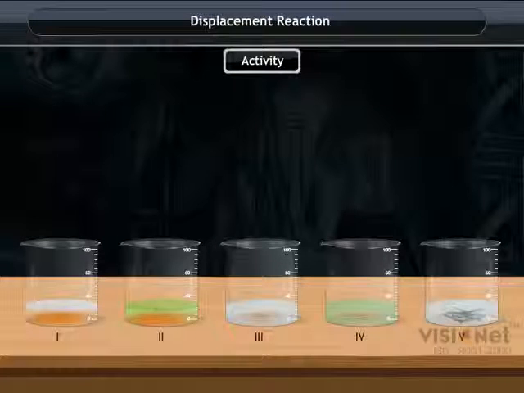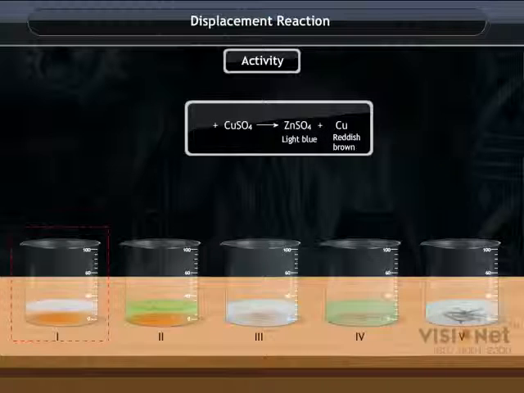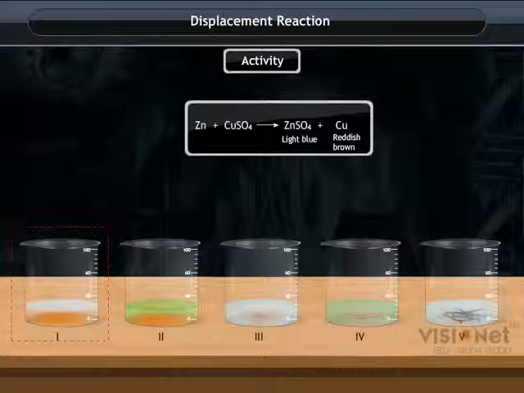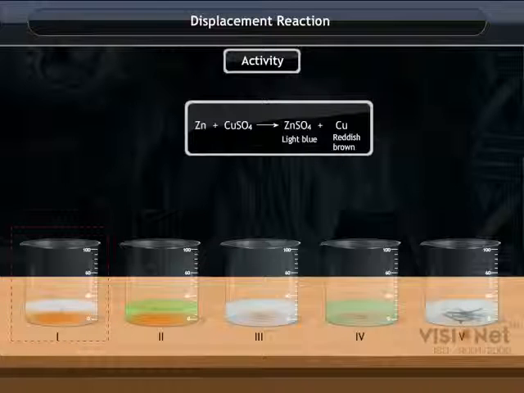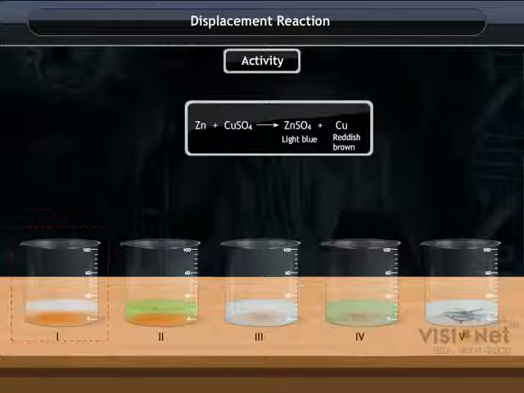In beaker 1, zinc (Zn) replaces copper (Cu) from the copper sulfate (CuSO4) solution to form zinc sulfate (ZnSO4) and copper. Because of this, the blue color of copper sulfate disappears and a reddish-brown substance, that is copper, gets deposited at the bottom of the beaker.